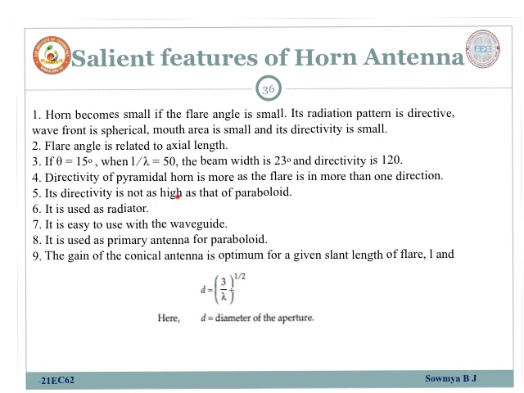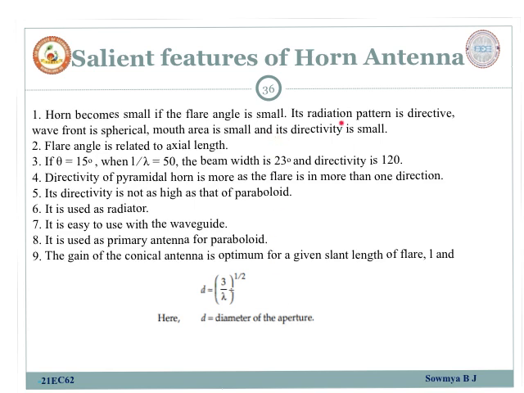The directivity of the pyramidal horn is more as the flare is in more than one direction. Its directivity is not as high as that of the paraboloid, and this horn antenna is used as a radiator, and it is very easy to use with the waveguide. It is used as a primary antenna for the paraboloid, and the gain of the conical antenna is optimum for a given slant length of flare L, and d is equal to (3λL)^(1/2), where d is the diameter of the aperture.